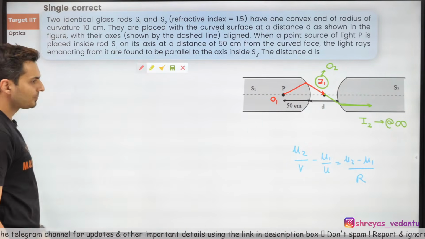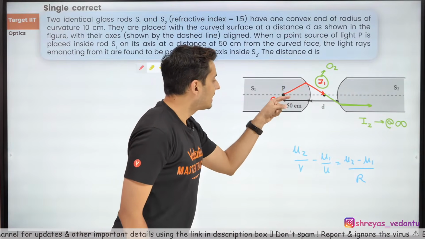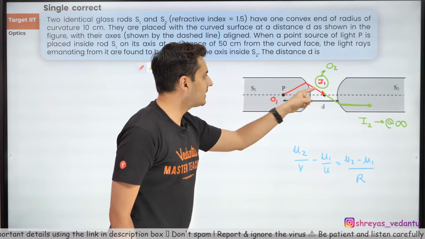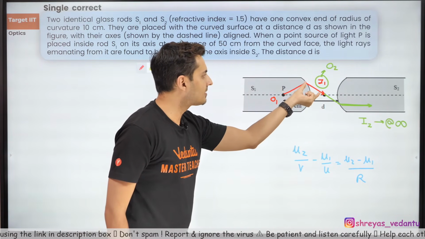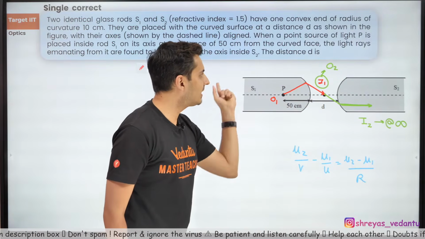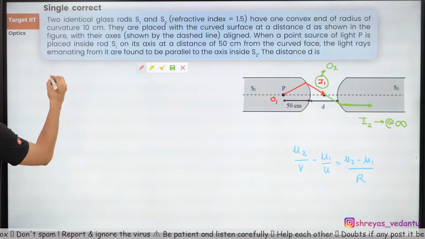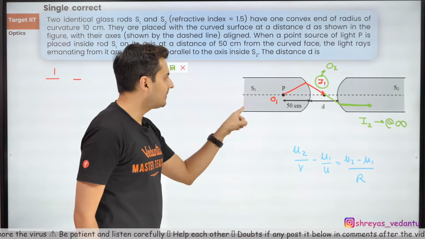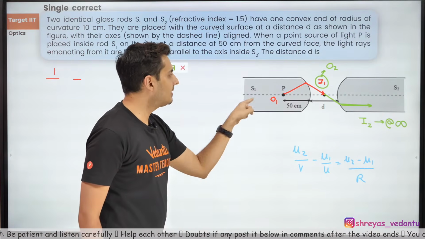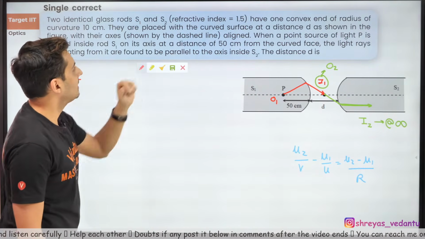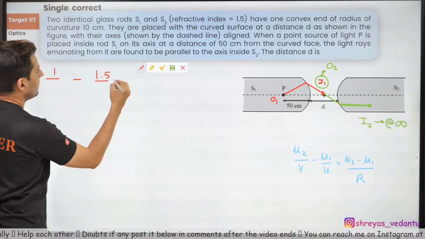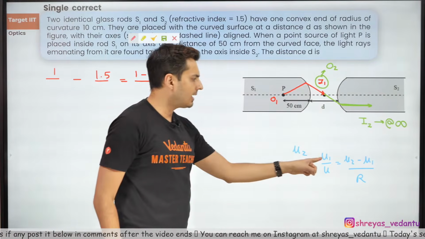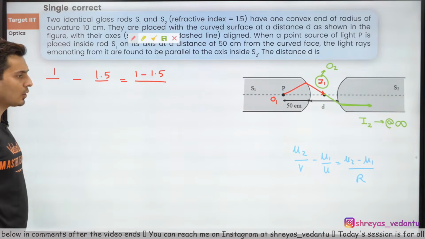So let's start over here. What is mu2? Mu2 is the refractive index of the medium where the refracted ray is. For the first refraction, this is incident, this is refracted. The refracted ray is present in air, so mu2 is 1. And mu1 is the refractive index where the incident ray is, inside this tube with refractive index of 1.5. So over here I'll put 1 minus 1.5. That takes care of all the numerators in that equation.